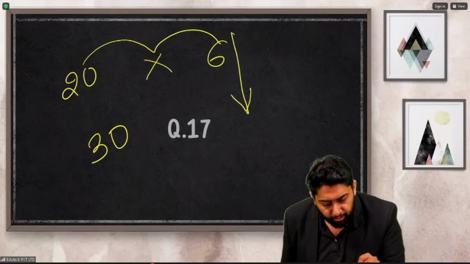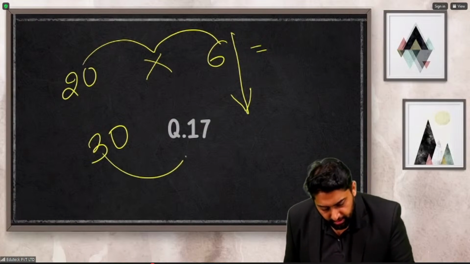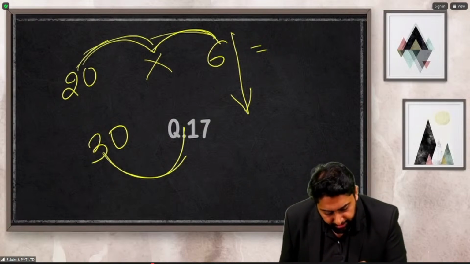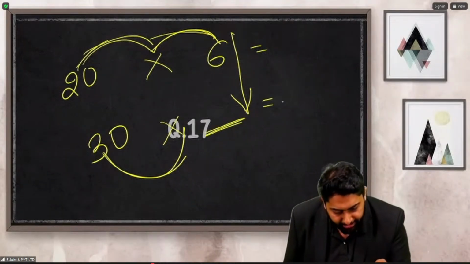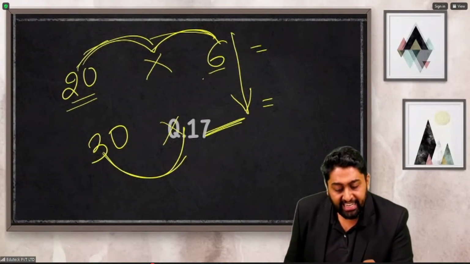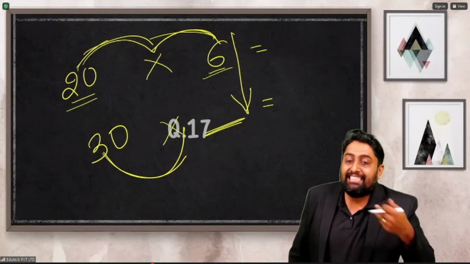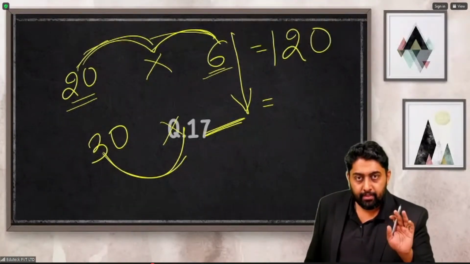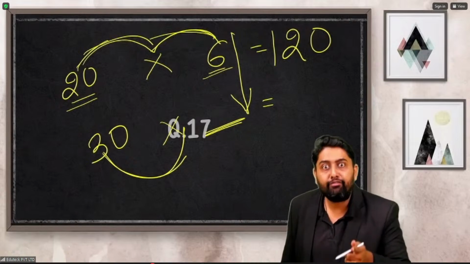First quantity into first quantity, I mean first value into first value, second value into second value. Now, what should that be? Let's see. 20 into 6. Answer, we will get it as 120. That means 30 into which value will give us 120?